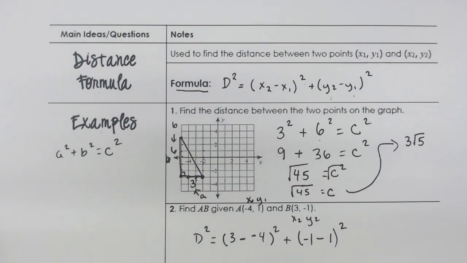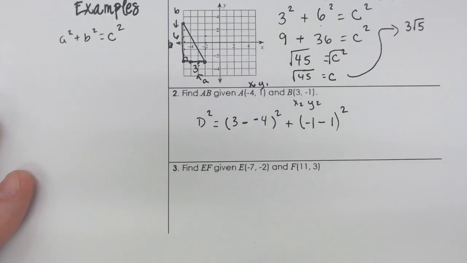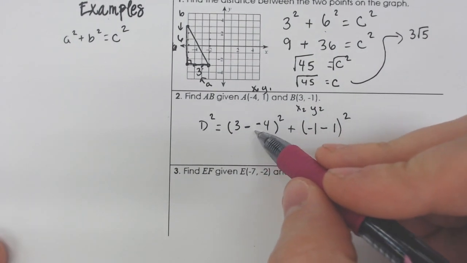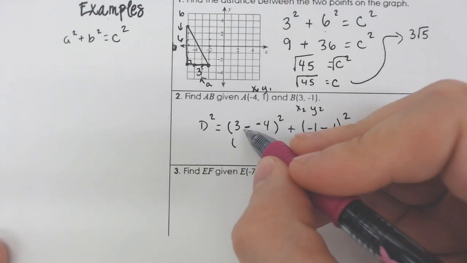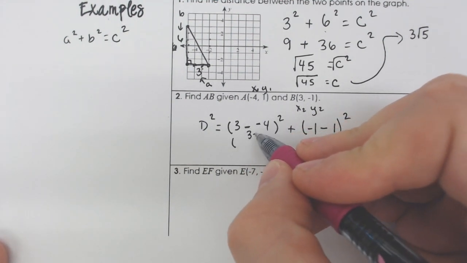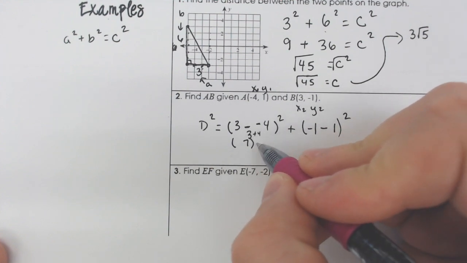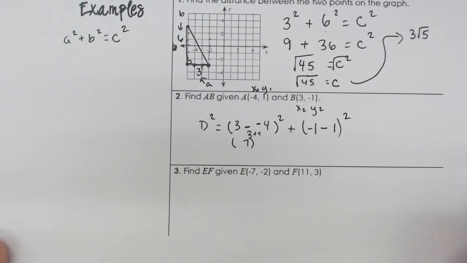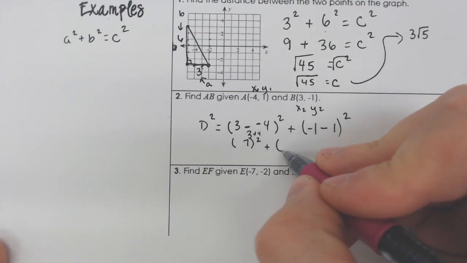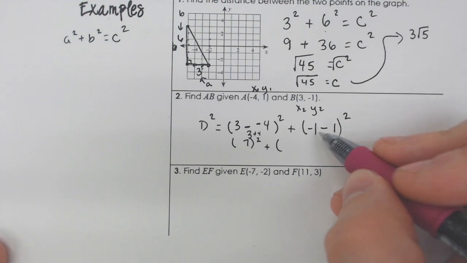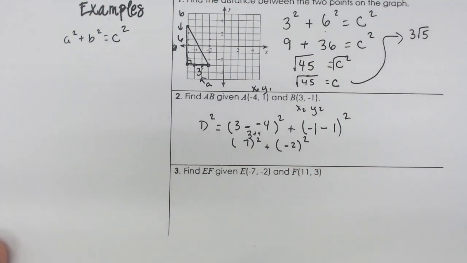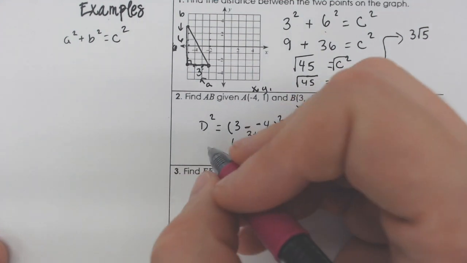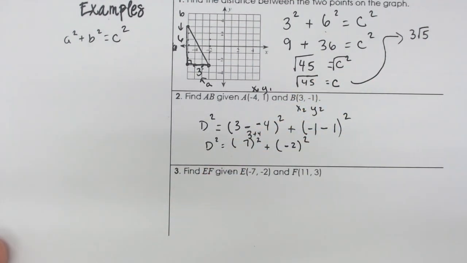You're going to follow through with this math. So we're going to have to follow through with this math by doing 3 minus negative 4. If you have minus a negative, that turns into a positive. So it's really going to end up being 3 plus 4, which is 7. And it's still squared. Plus negative 1 minus 1. Well, negative 1 minus 1 is negative 2 squared.